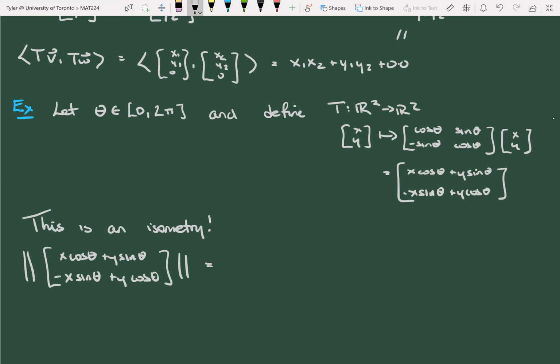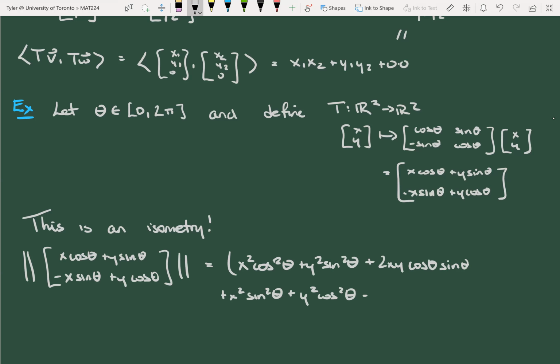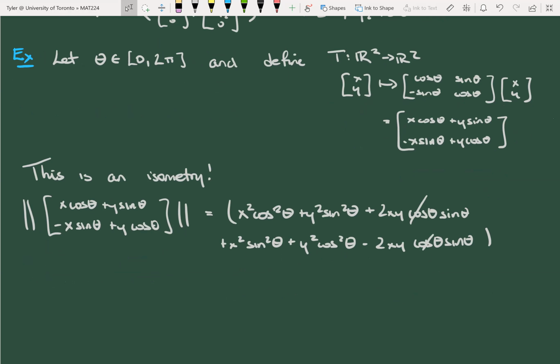Okay, so if you do this, you'll end up getting x squared cos squared theta plus y squared sine squared theta plus 2xy cosine theta sine theta, plus x squared sine squared theta plus y squared cosine squared theta minus 2xy cos theta sine theta. Okay, so the cos theta sine theta terms cancel each other out. And then we get x squared cos squared plus x squared sine squared.